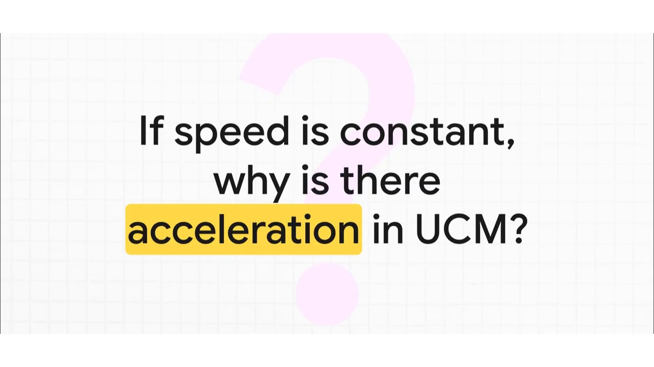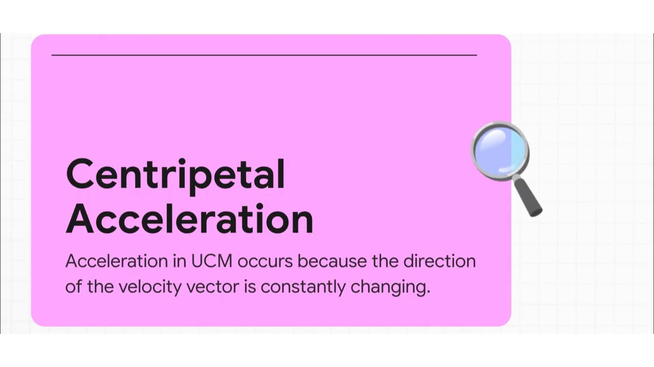If a car is going around a circular track at a constant speed of, say, 60 kilometers per hour, where does the acceleration come from? It's because, you guessed it, velocity is a vector. Even though the speed, the magnitude, is constant, the particle is changing its direction at every single moment. And anytime the velocity changes, even just the direction, you have acceleration.